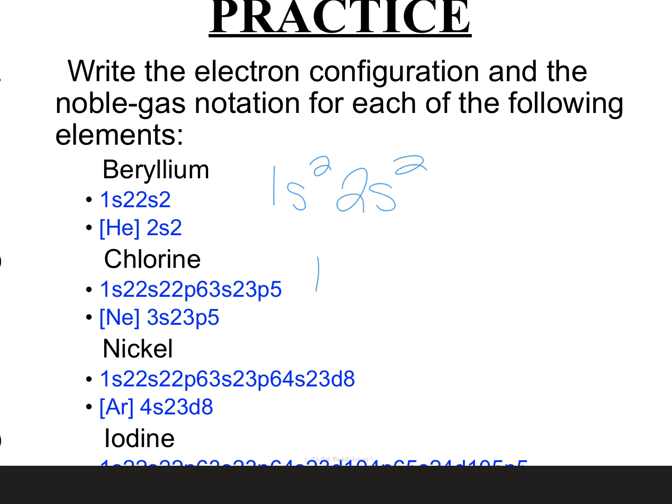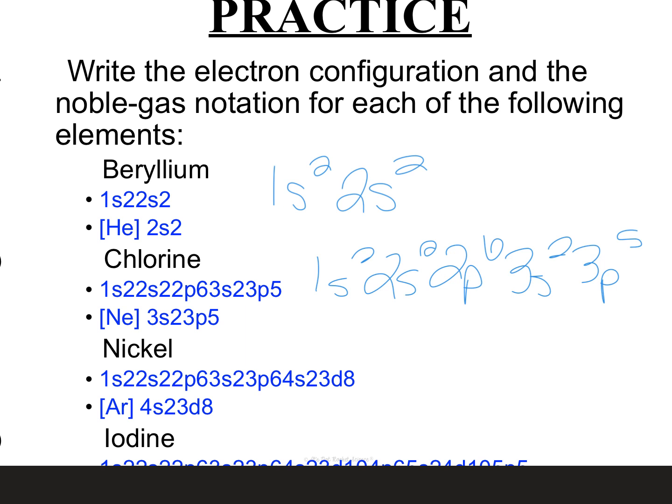For chlorine, you have 1s2, 2s2, 2p6, 3s2, and 3p5, right? So chlorine only has, you don't have to fill 3p all the way to 6 because it doesn't have that many valence electrons, right?